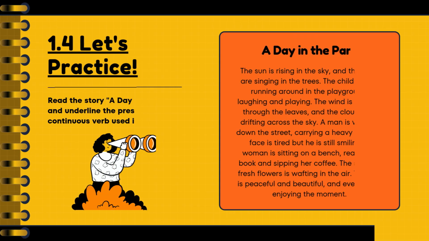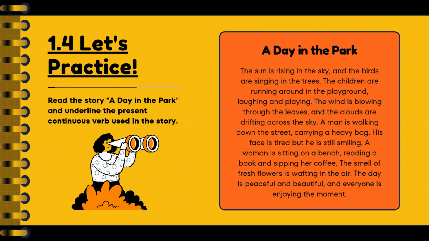Let's practice. Read the story, A Day in the Park, and underline the present continuous verb used in the story. Birds are singing in the trees. The children are running around in the playground, laughing and playing. The wind is blowing through the leaves, and the clouds are drifting across the sky.